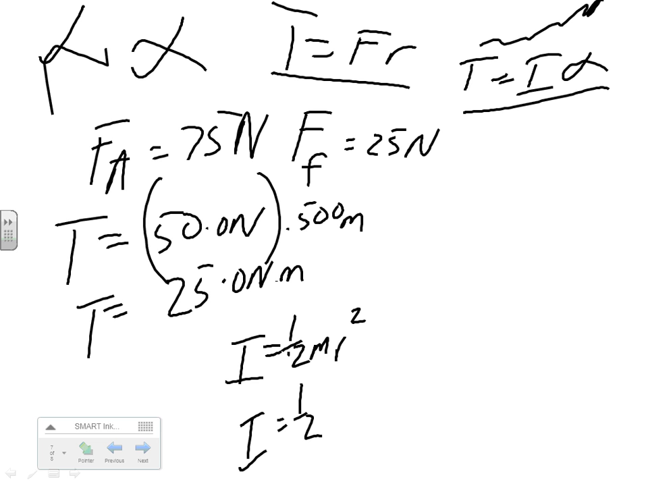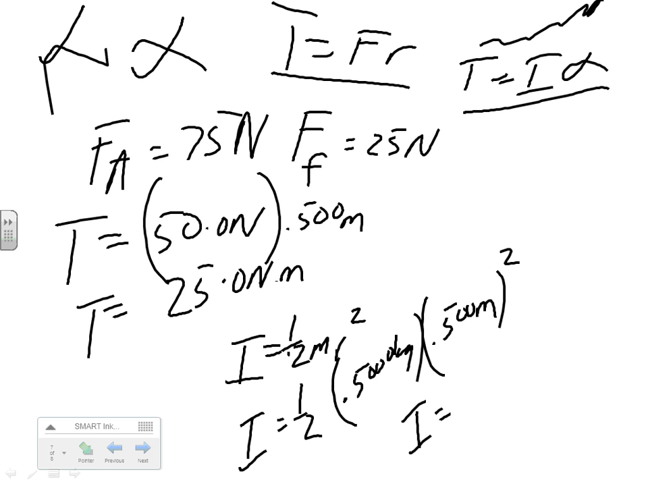Our mass was 500 grams. We won't do that in kilograms though. So 0.5 kilograms times our radius squared. And again, our radius was 0.5. So if you do the math on that, 0.5 squared times 0.5 again, times a half. So we end up with I equals 0.0625 kilogram meters squared.